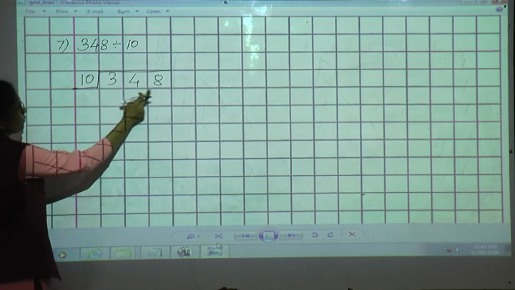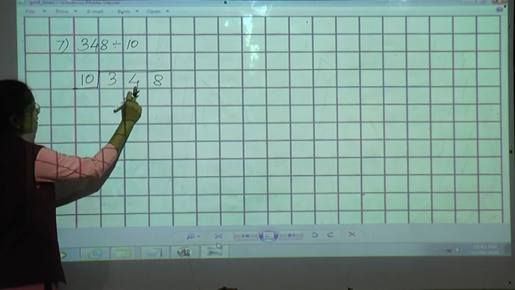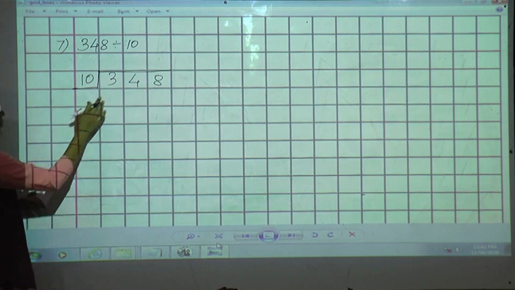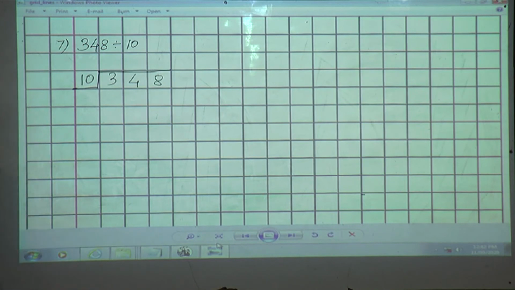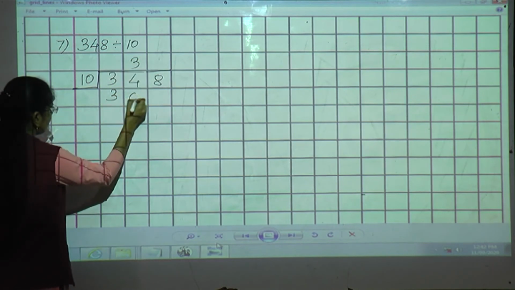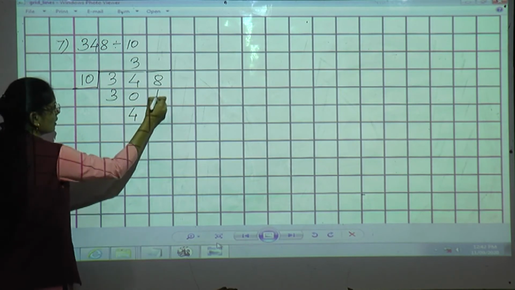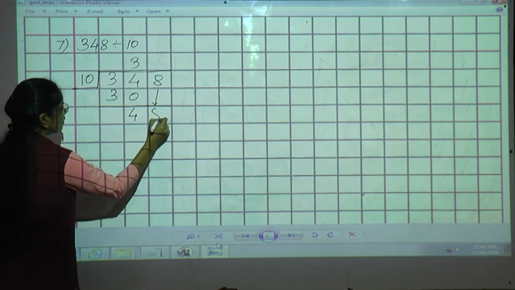Yes, 348 by 10. Now see, we will take this number together, because 3 is smaller than 10. So we will take 34 together. 34 by 10. Say the table of 10. 10 3s are 30. Now 34 minus 30. Okay, and then this 8 will come down.